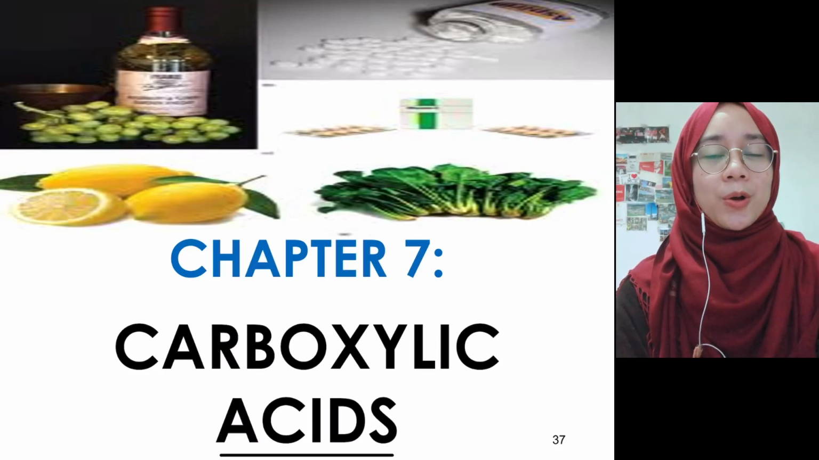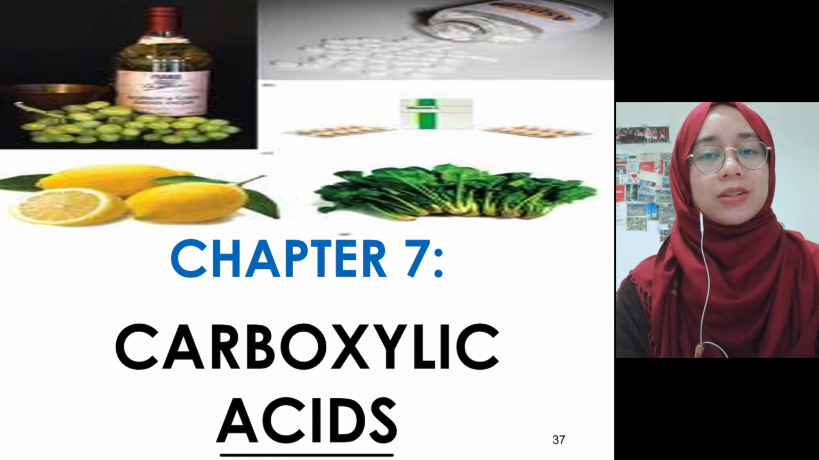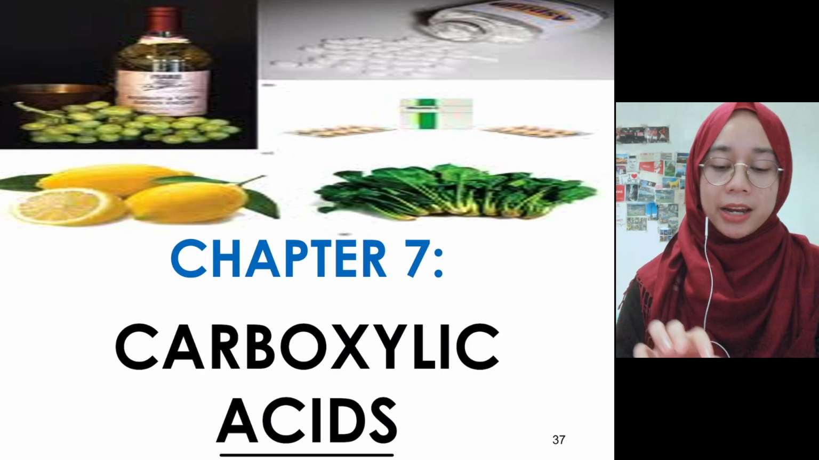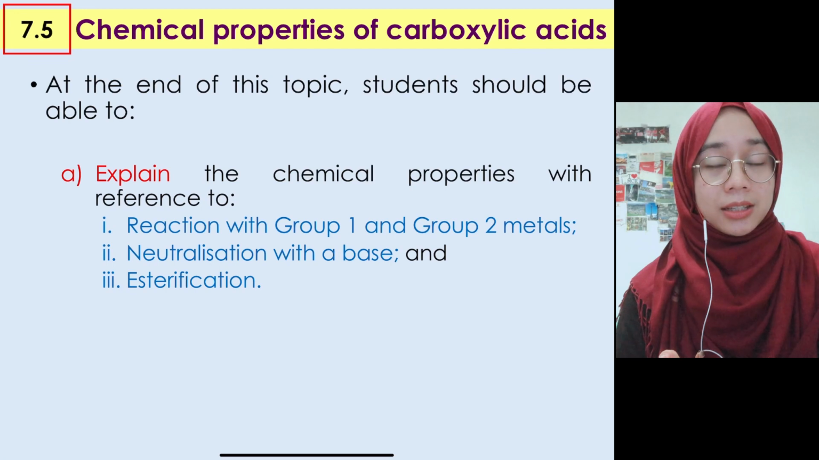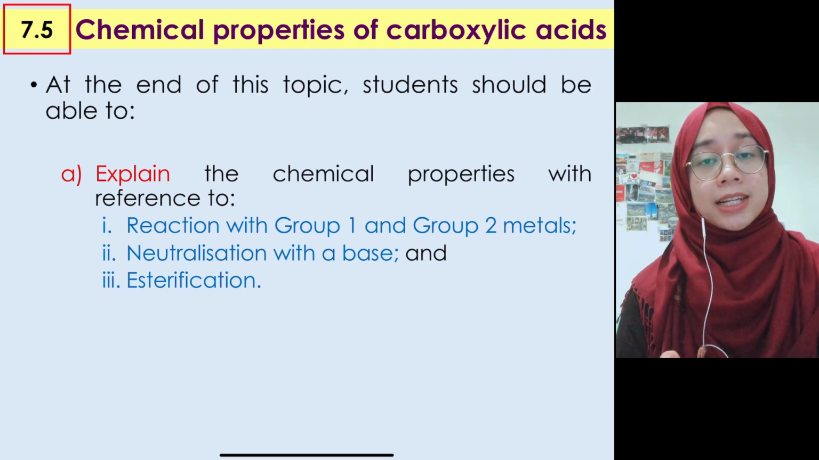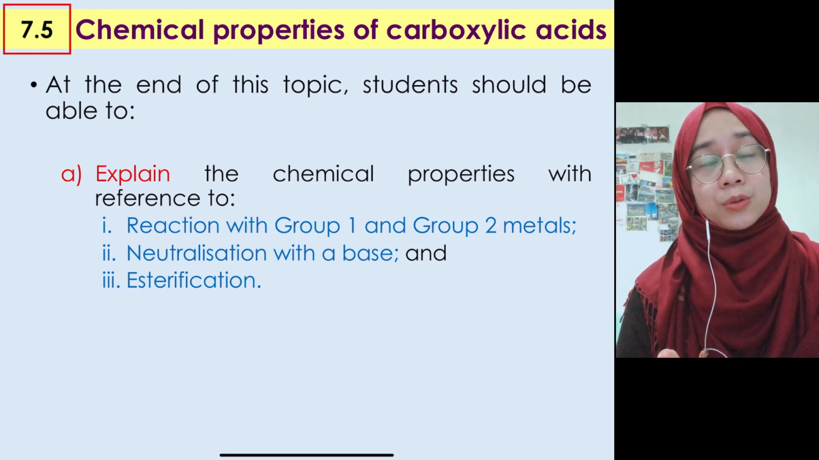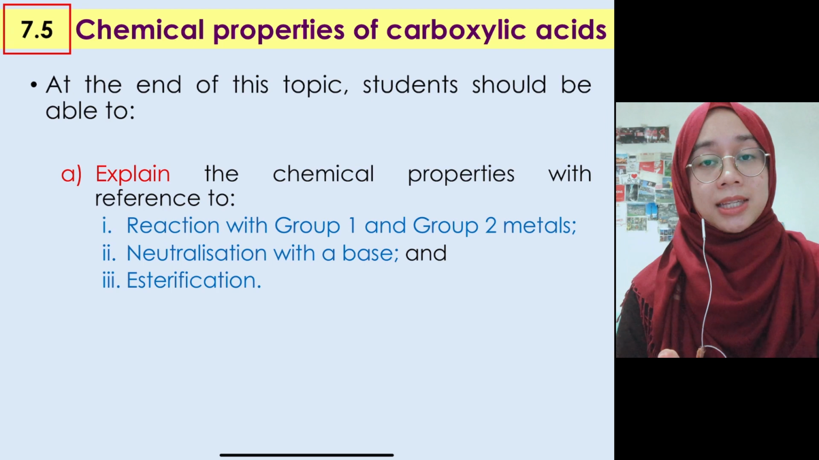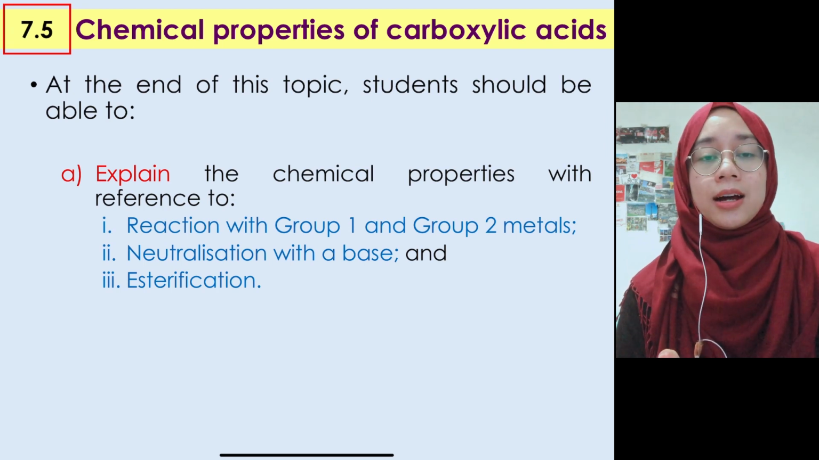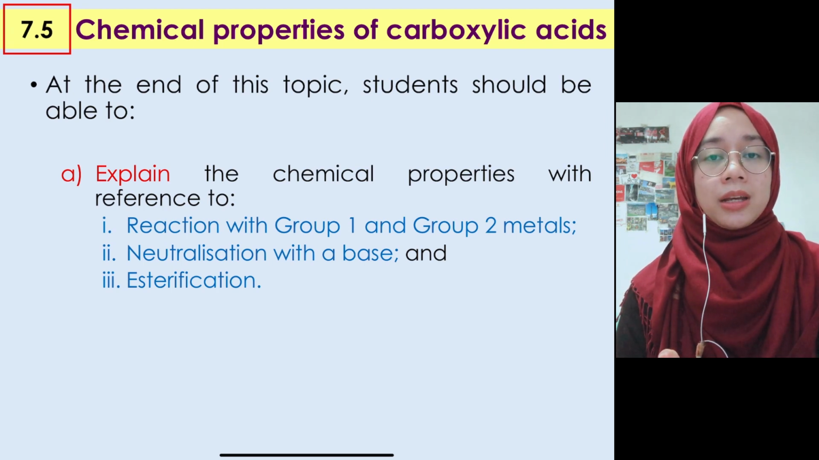So today we are going into our very last part of chapter 7, which is on 7.5 chemical properties of carboxylic acid. By the end of this lesson, you'll be learning 3 reactions. The first one is the reaction of carboxylic acid with the group 1 and also group 2 metals. And then the second one, we'll be learning about the neutralization of the acid and the base. And then lastly, we are going to have a look at the esterification again.